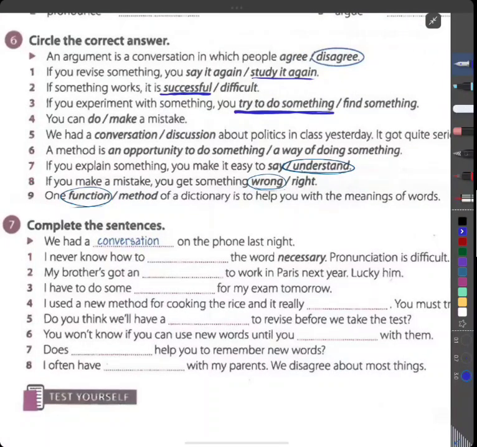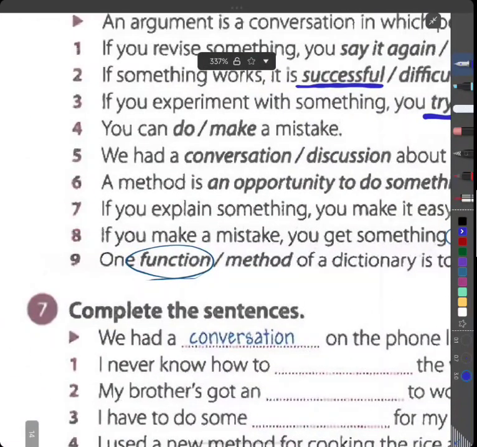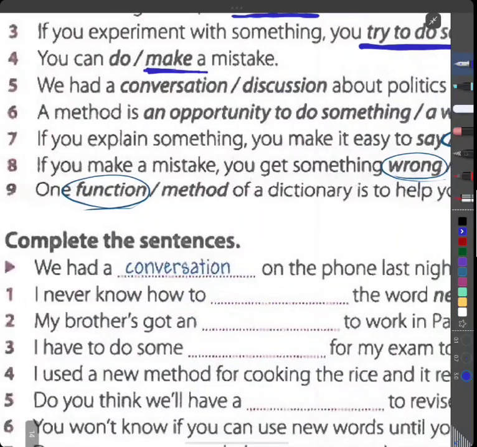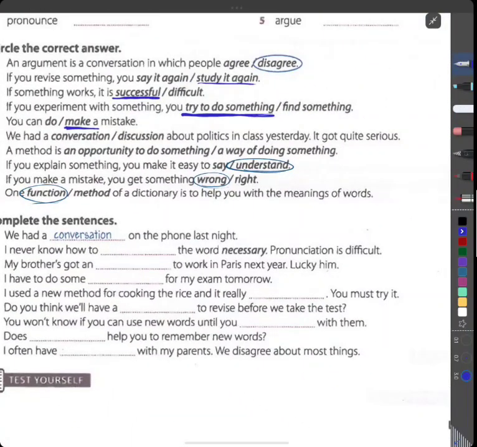Number 4. You can't do or make a mistake. Always we say make a mistake. Make a mistake. We had a conversation or discussion about politics in class yesterday. It got quite serious.